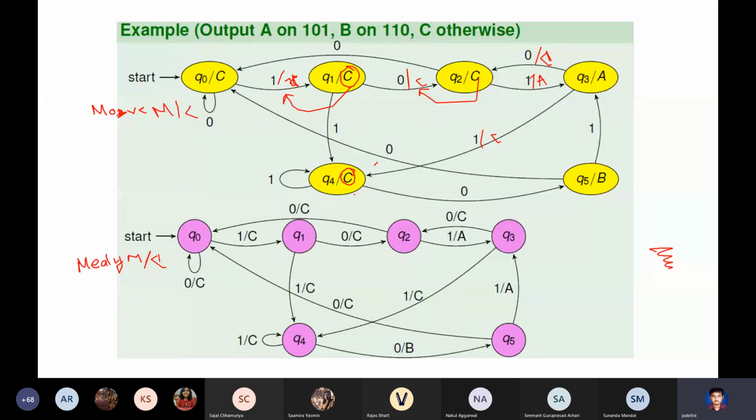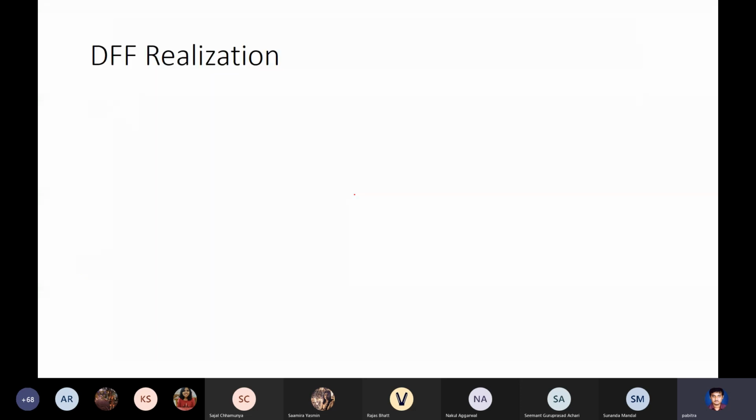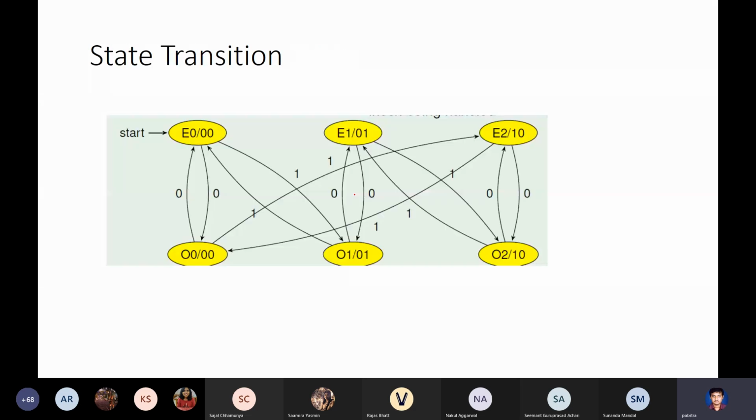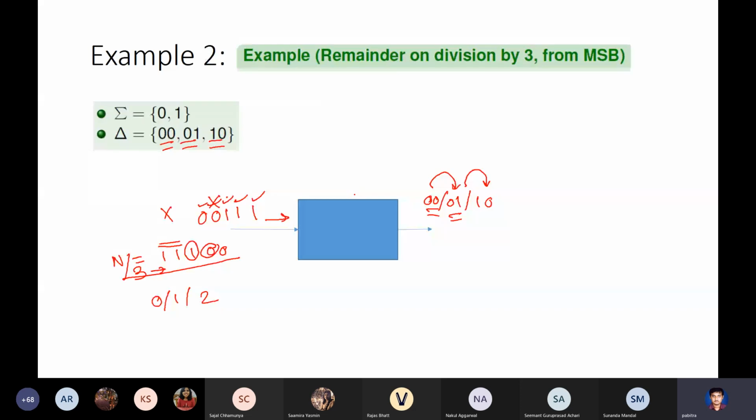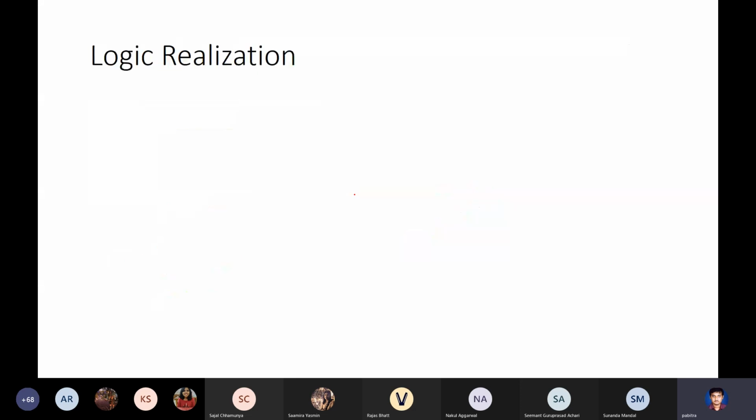So let's see what happens in terms of the transition table. I am taking a transition table of a Moore machine, and I will try to say what the transition table of an equivalent Mealy machine is. This is one transition table for accepting an even number of zeros and an odd number of ones. So this is the transition table.